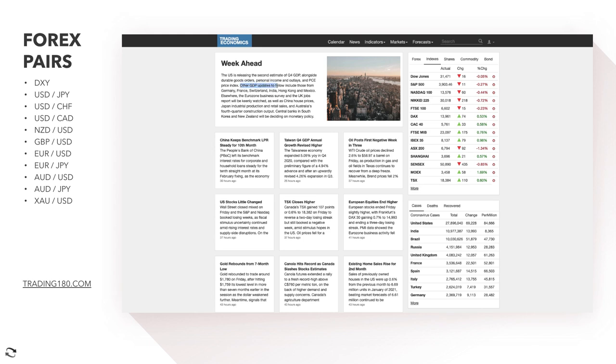Other GDP updates to follow include those from Germany, France, Switzerland, India, Hong Kong and Mexico. Elsewhere, the Eurozone business survey and the UK jobs report will be keenly watched. Jobs reports are definitely something that we look towards as well, as higher unemployment means more of a recession, and lower unemployment means a growing economy potentially. Also China house prices, Japan industrial production and retail sales, and Australia's fourth quarter construction output. Central banks in South Korea and New Zealand will be deciding on monetary policy.